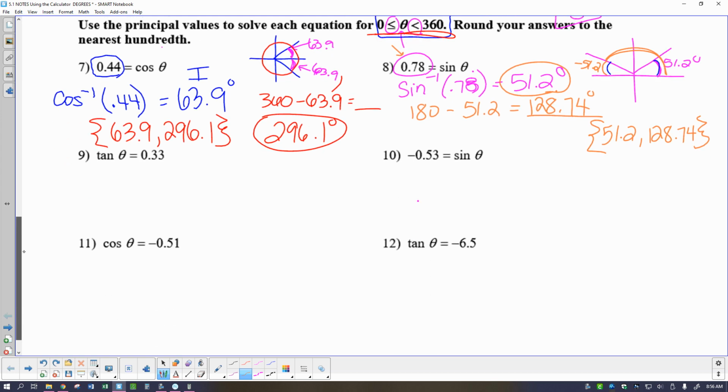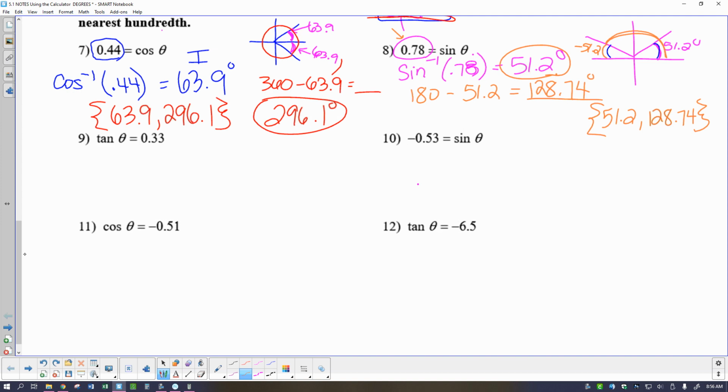All right, let's move to tangent. Same kind of concept here. The tangent inverse of 0.33. And what does that look like to us? What does it come out with? 18.26 degrees. Okay, so tangent is positive in the first quadrant. So this little guy is 18.26. Makes sense. So that's going to be one of our answers.